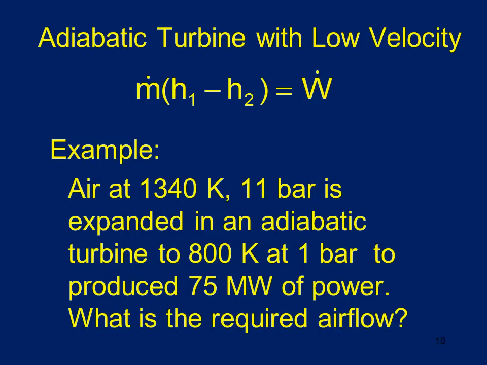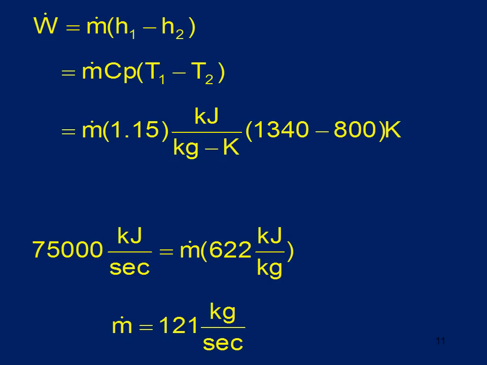Suppose we have air at 1340 K and 11 bar, and expand it through an adiabatic turbine to 800 K and 1 bar. You're going to produce 75 megawatts of power from this turbine. The question is, what is the required airflow? To solve this problem, we just take work equals mass flow times H1 minus H2.